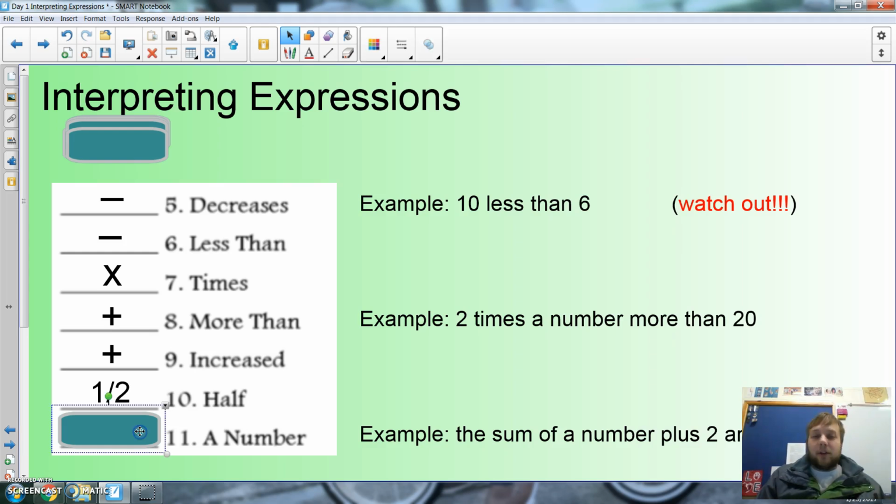And then a number. Ooh, this is a good one. You're going to hear this one a lot when it says a number. And notice that you see it right in here. A number. When it says a number, it means we don't know what that number is. That means it's a variable.